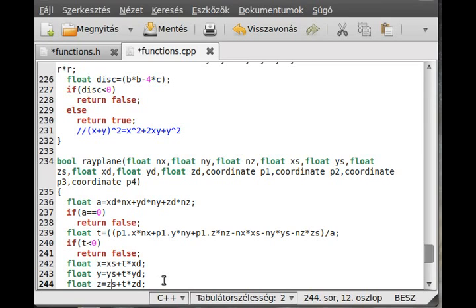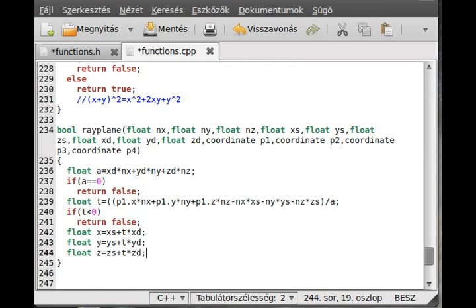Okay, I calculated a new point. This is where the collision happens, so this x, y and z coordinate. This is what I will use to create a new triangle.